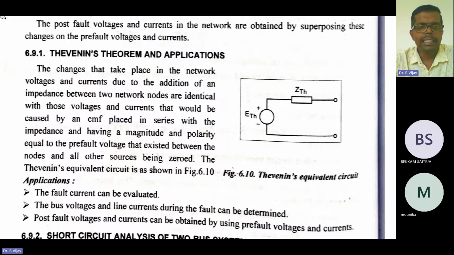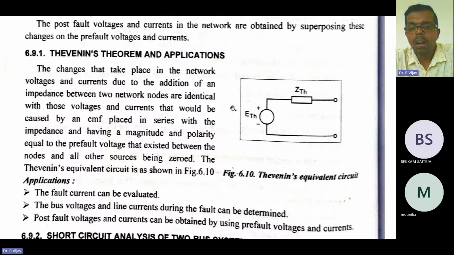The changes that take place in the network voltages and currents due to the addition of an impedance between two network nodes are identical with those voltages and currents that would be caused by an EMF placed in series with the impedance and having a magnitude and polarity equal to the pre-fault voltage that existed between the nodes, and all other sources being zero.